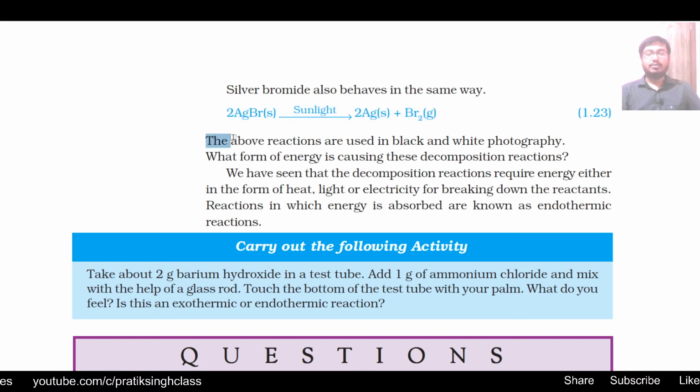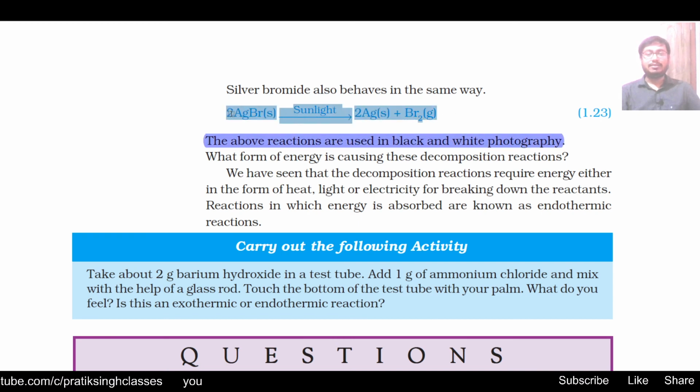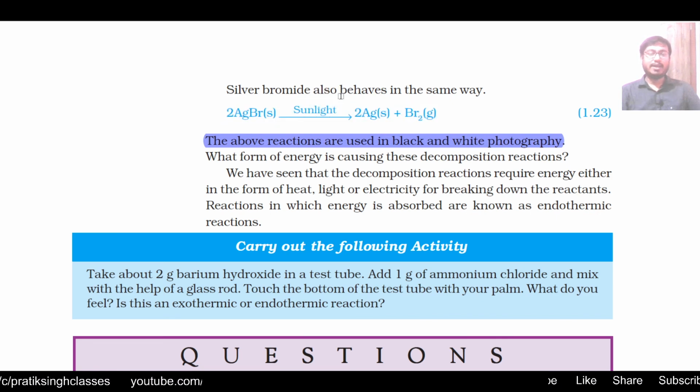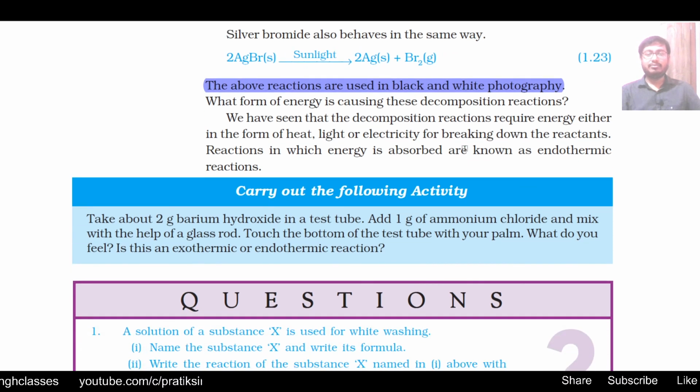The above reactions are used in black and white photography. This silver bromide was earlier used in photography. Now these days we have digital cameras where none of these things are used, but even so, for professional photography where we still use camera rolls, silver bromide rolls are used.